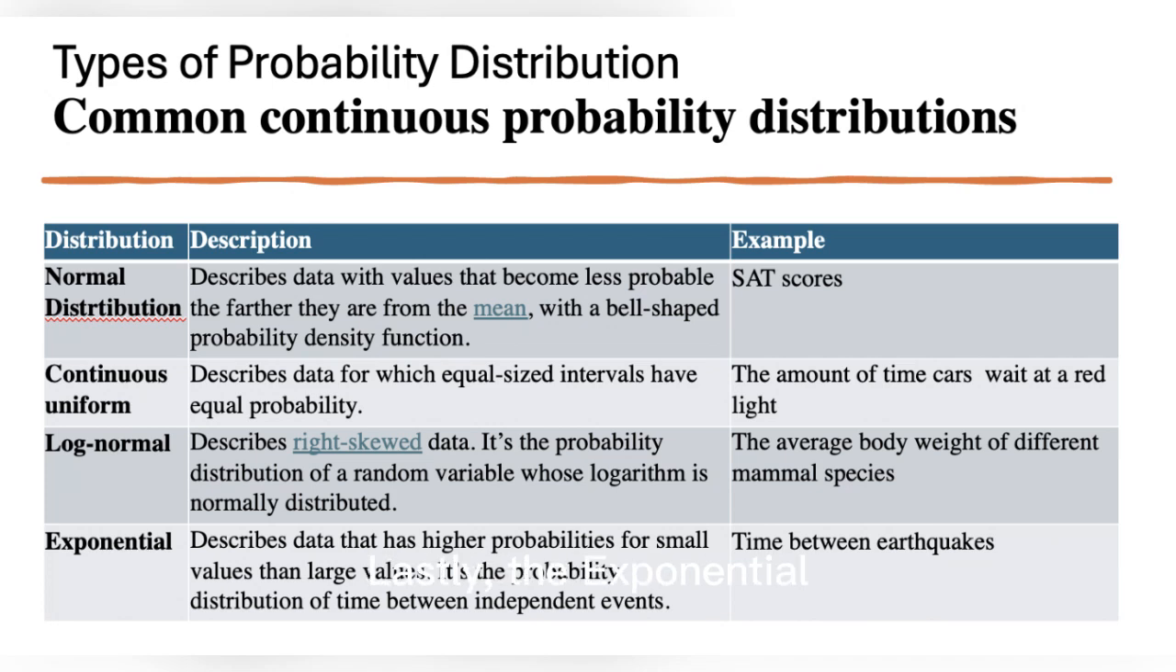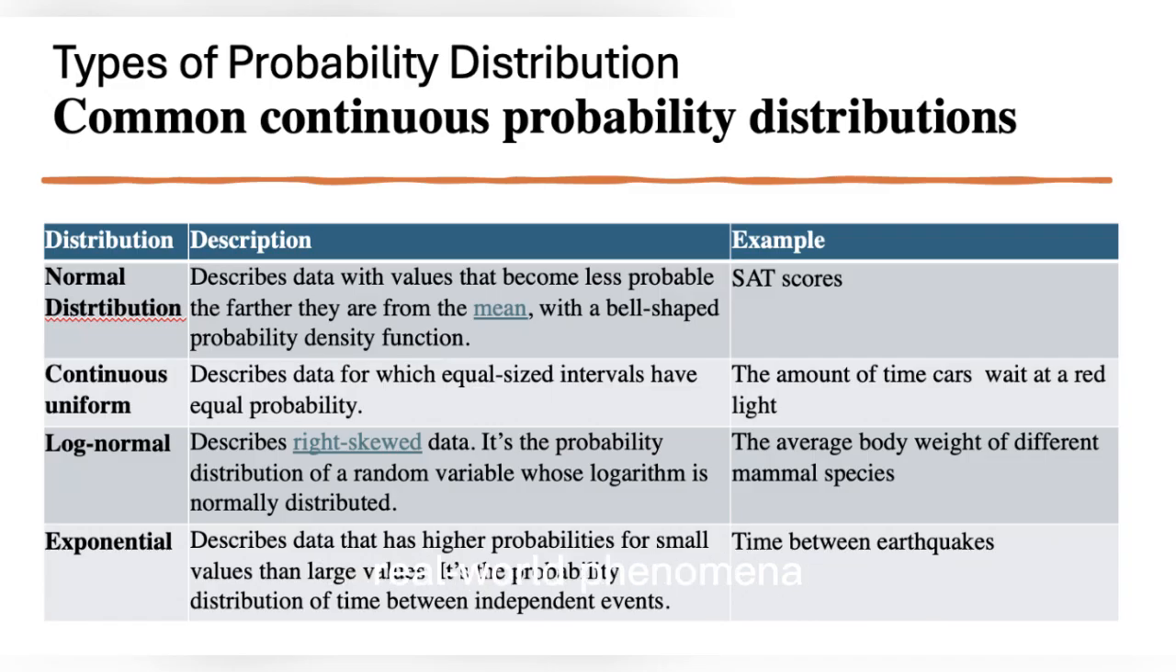Lastly, the exponential distribution is used to describe the time between independent events, where smaller values are more probable than larger ones. A classic example is the time between earthquakes, as shorter gaps are more common, while long intervals are less likely. Together, these 4 continuous distributions, normal, continuous uniform, log-normal, and exponential, provide powerful tools for modeling and understanding real-world phenomena.